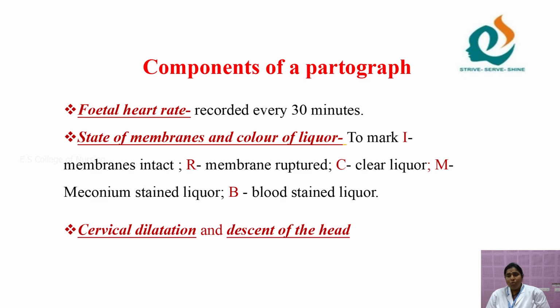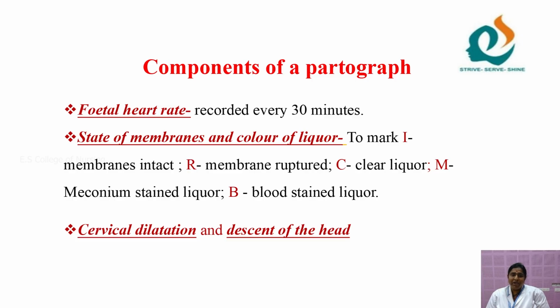And one more normal phenomenon is that when the uterine contraction is there, fetal heart rate variability will be there. Once the contraction passes off, it comes back to normal. But if the contraction has passed off and the fetal heart rate is still very low, and bradycardia is persisting, we have to take immediate measures to save the life of the baby. That is very important.